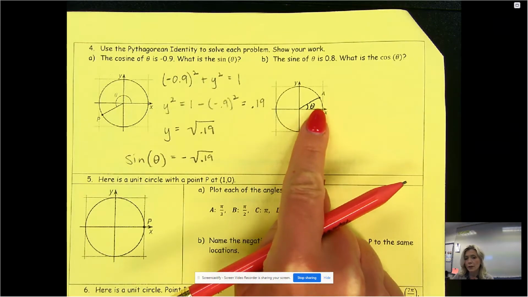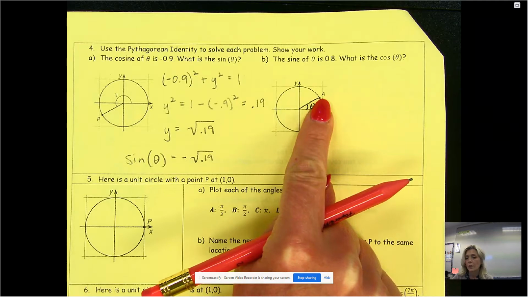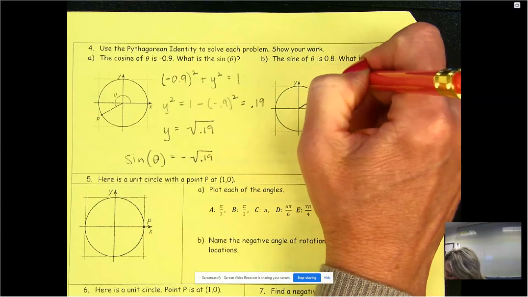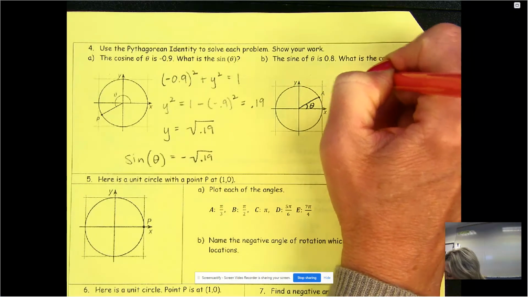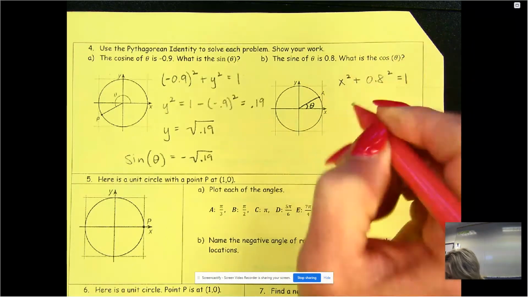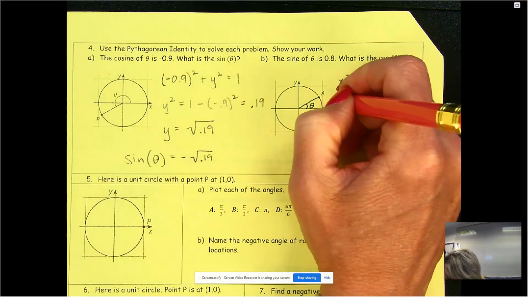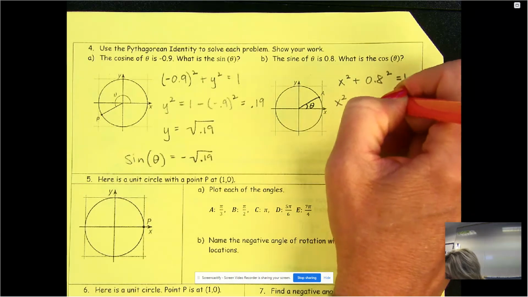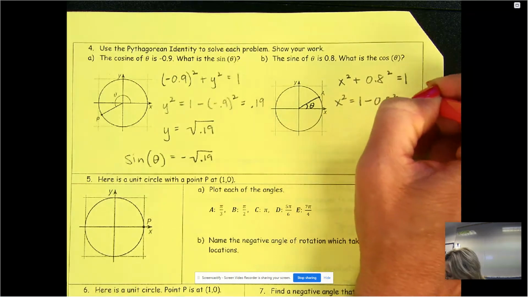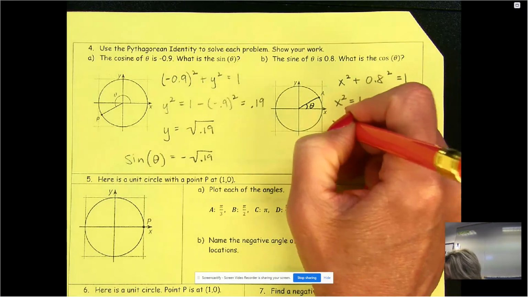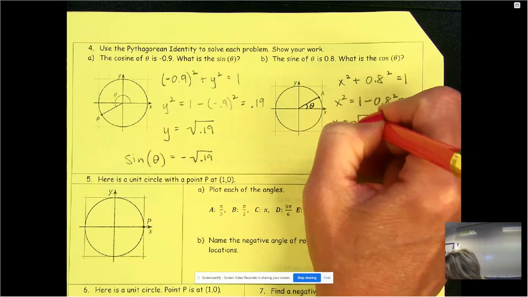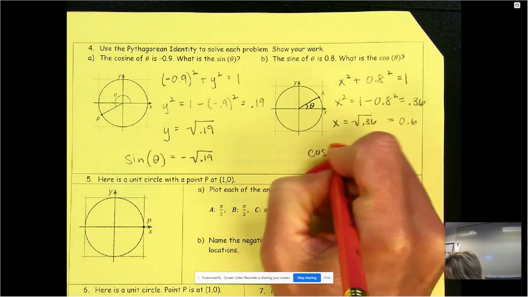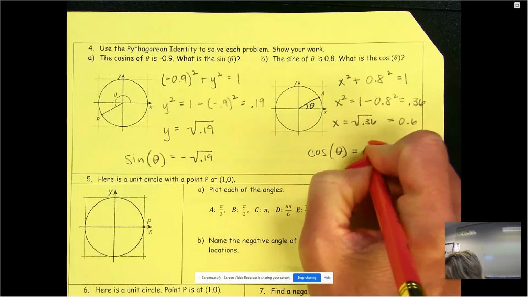This time we're looking for the cosine. In that quadrant, cosine and sine are both positive, and cosine would be the x value. So I know x squared plus 0.8 squared is equal to 1, and that means x squared is equal to 1 minus 0.8 squared, which I put in the calculator and got 0.36. So x is equal to the square root of that, which is 0.6. So the cosine of theta is equal to 0.6.